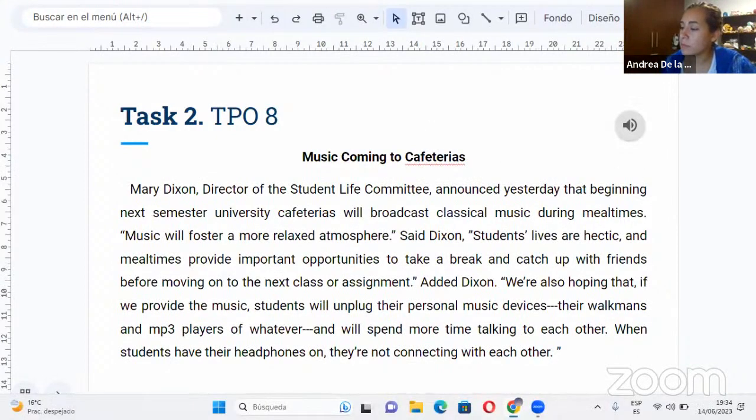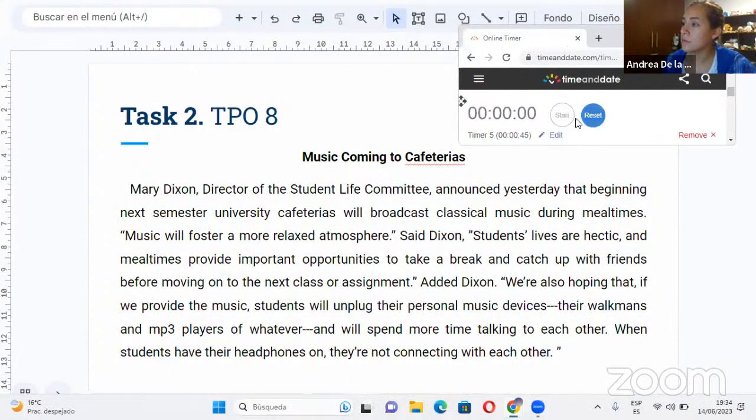Okay, this one here. You will have 45 seconds to read the text.